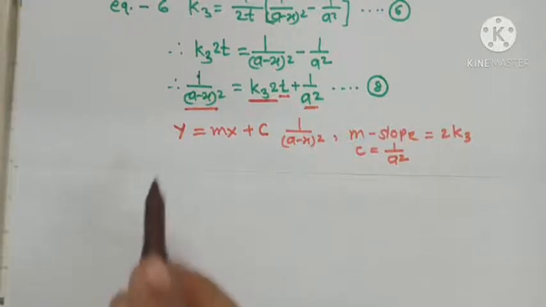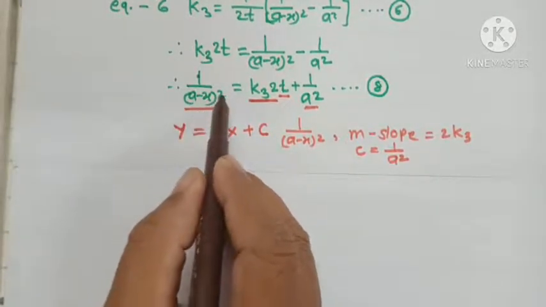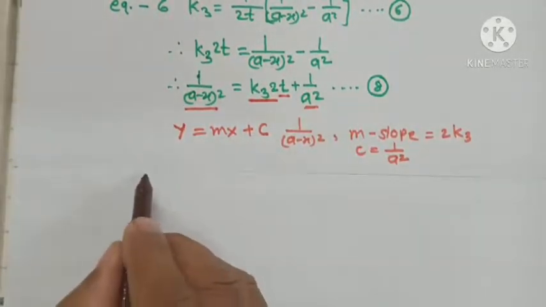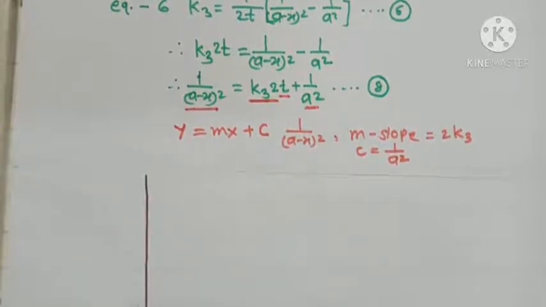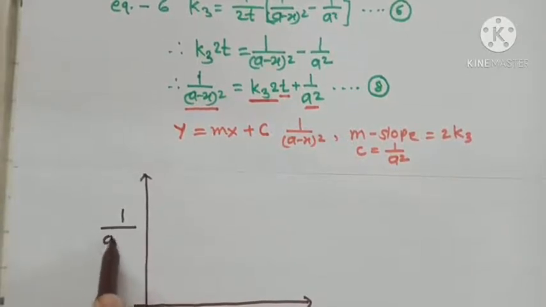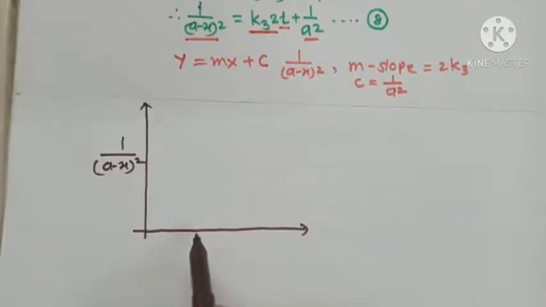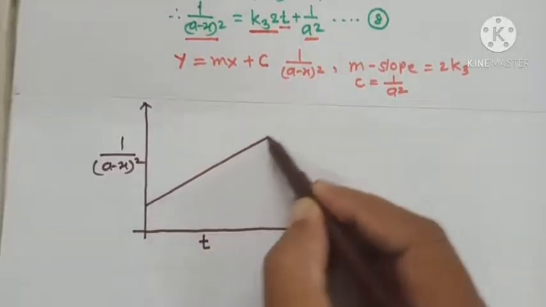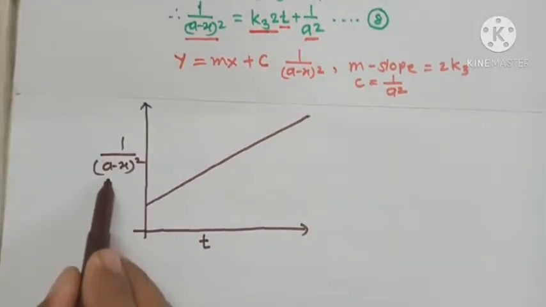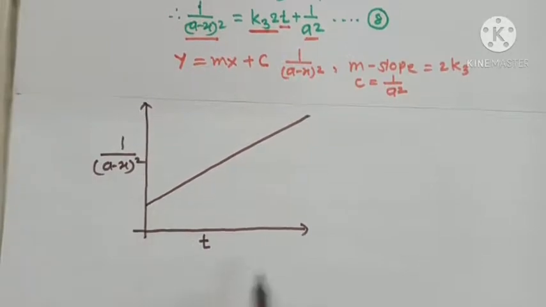Plot a graph of y, that is 1 upon (a minus x) square, against x-axis, that is t. So if you plot a graph, the y-axis is 1 upon (a minus x) square, while the x-axis is the t. It will show a straight line, and this straight line will intercept the y-axis. This is the x-axis, this is the y-axis.